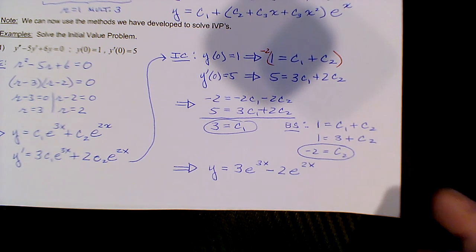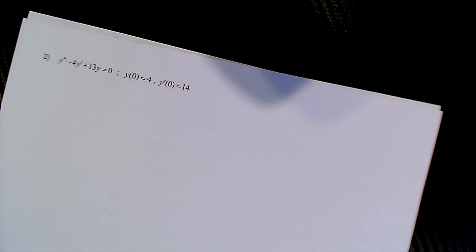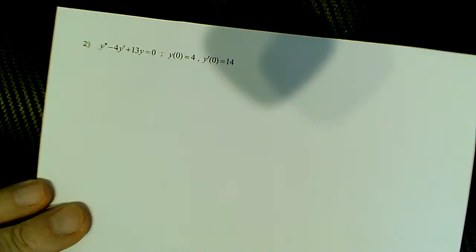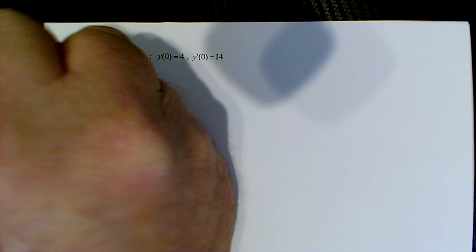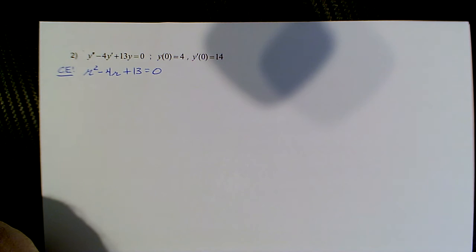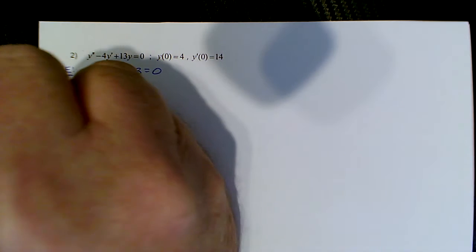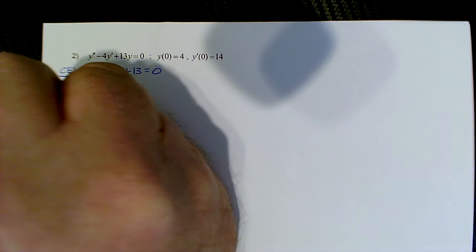Okay, so a couple more to look at in terms of these initial value problems. And so once again we start with the characteristic equation. So here we have r squared minus 4r plus 13 is 0. And you could try as hard as you want, but that's not factorable. So we're going to need our quadratic formula.